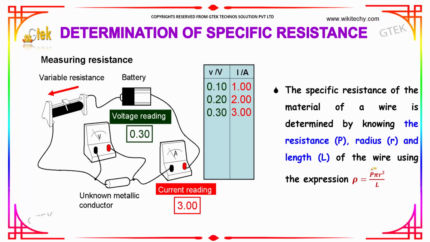Now let's talk about the determination of specific resistance. So this is how the experiment is done. The specific resistance of the material of a wire is determined by knowing the resistance P, radius r and length L of the wire, using the expression rho is equal to P pi r square divided by L. This is how you will be calculating the resistance.